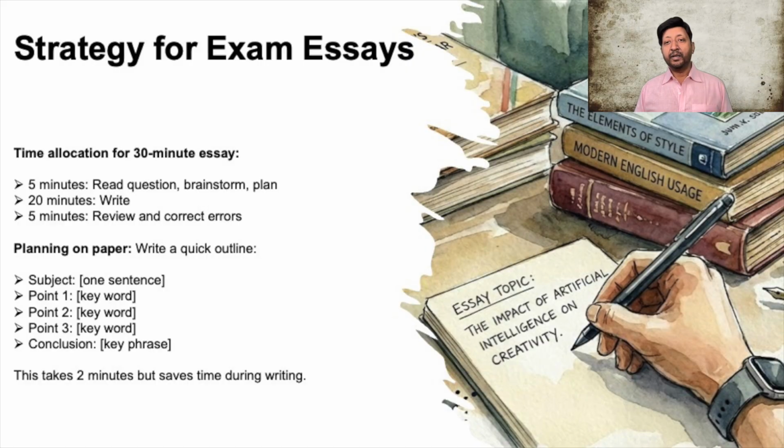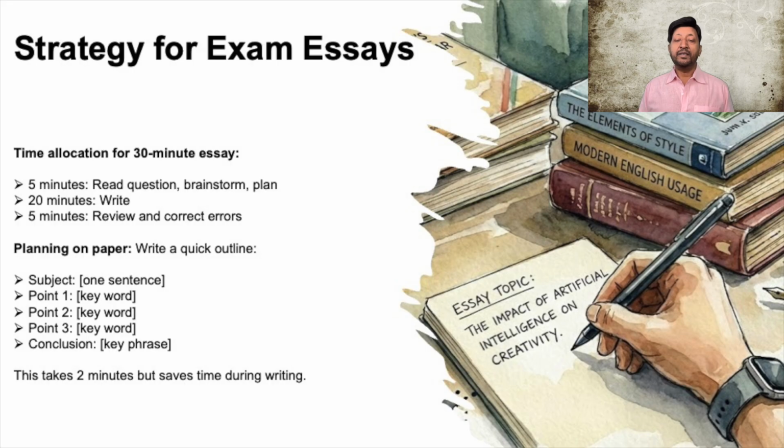You are taking an examination. A topic has come up. How do you prepare for that topic? You take 5 minutes for reading the question and brainstorming your ideas. You take 20 minutes for actually writing the essay, and 5 minutes for reviewing and correcting errors, which will give you a grand total of 30 minutes, which is more than enough to ensure that you finish your essay, finish it well, and also have more than enough time to finish your other questions.